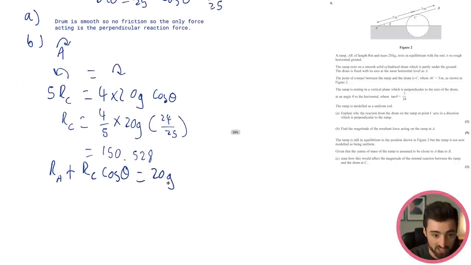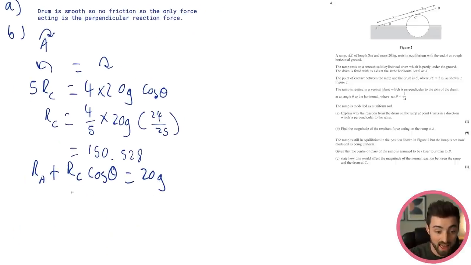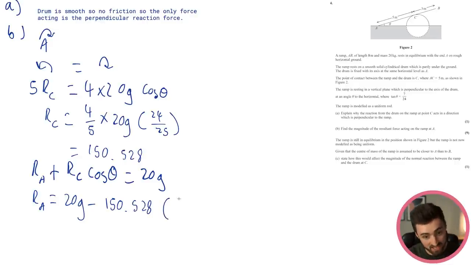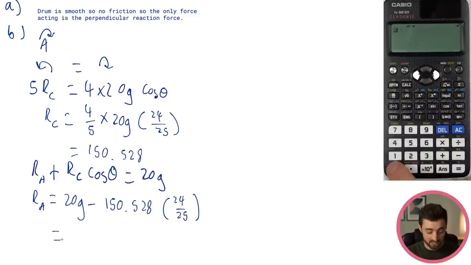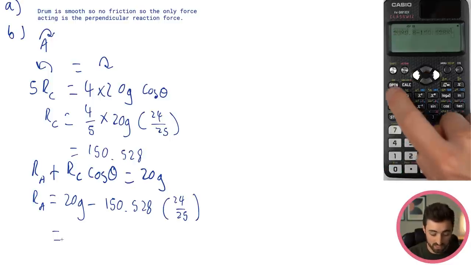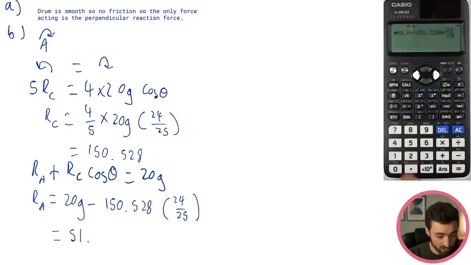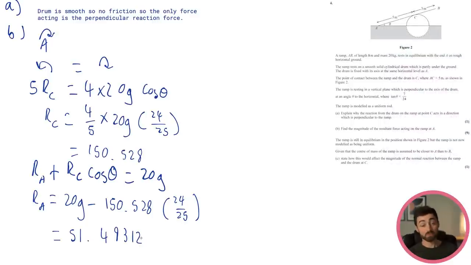Right, so we've got a load of these numbers, so let's just work it out. RA, which is the thing that we want here, is going to be 20G minus RC, which we know to be 150.528, times cos theta, which we know to be 24 over 25 again. Straight to the calculator: 20 times 9.8 minus 150.528 times 24 over 25. So many numbers, which gets me 51.49312. Okay, we're getting there because we've got one of the components of this resultant at A.